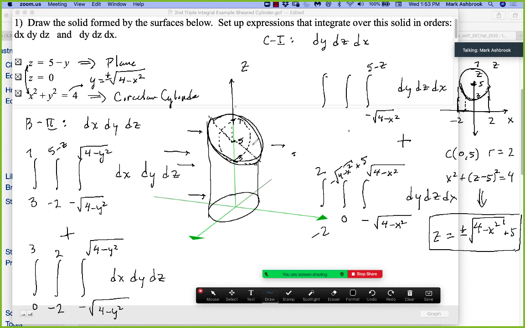Now, what about when the right side is the plane, 5 minus z? Here's the projection of the plane. It's the circle, the disk. So z is going to go from bottom to top, from the negative square root to the positive square root, and that from negative 2 to 2 again.